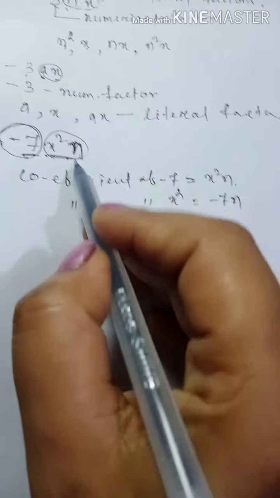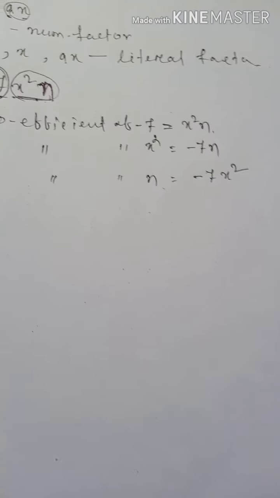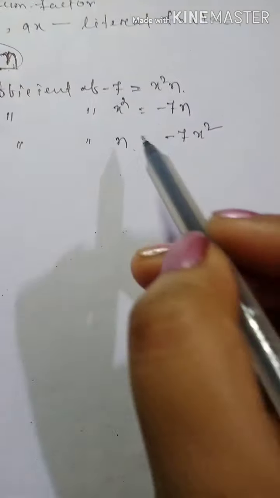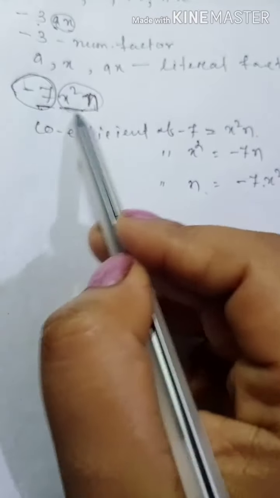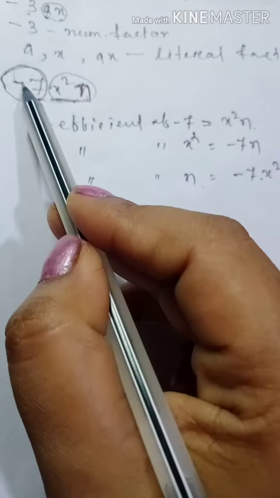If it is asking what is the coefficient of n, coefficient of n means minus 7x square. Okay, except n, all the remaining digits, variables and factors are termed as its factors. Clear?